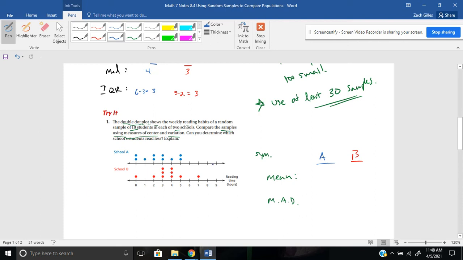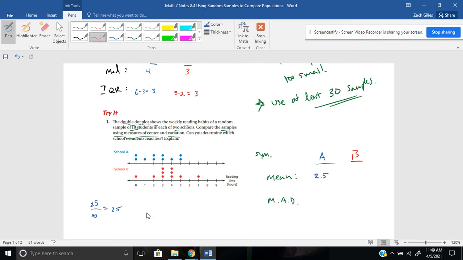So for the mean for school A, that's the average. Remember, we need to add up our numbers and divide by how many there are. Well, there's 10, so we know we're going to be dividing by 10. 0 plus 0 is 0. So plus 1 is 1. Plus 2 is 3. Plus another 2 is 5. Plus 3 is 8. Plus 3 is 11. Plus 4 is 15. Plus this 5 and this 5 is 10. So 25. And then 25 divided by 10 would be 2.5 for our average for A.